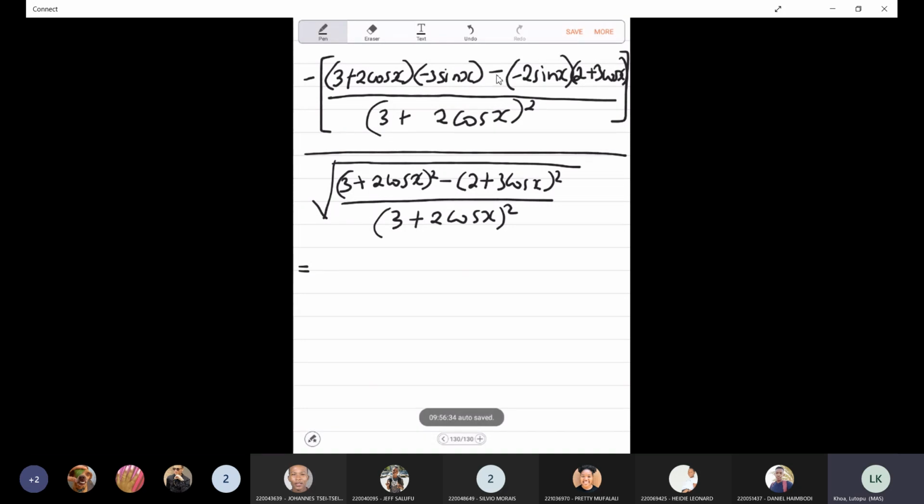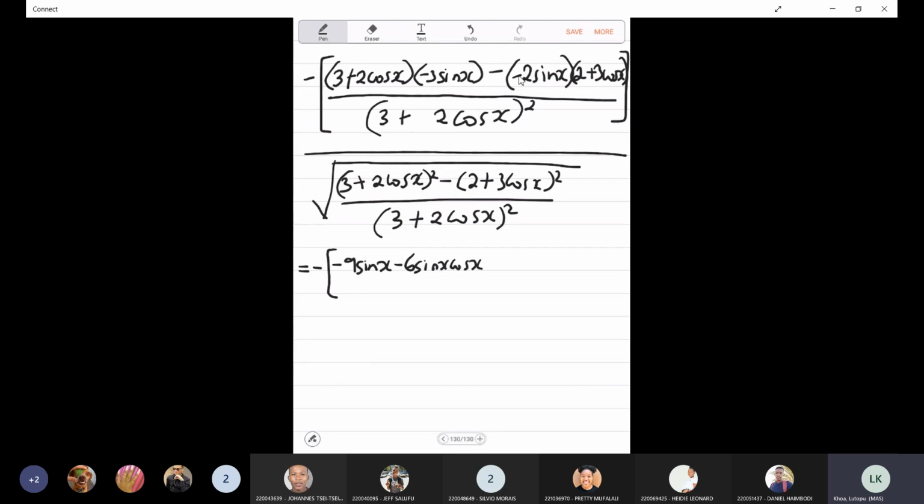Okay, so here you can see I have negative and negative. That will obviously become a plus, and then these ones we can just multiply. So I still have my negative outside. Then I have 3 times negative 3 sine x, which is negative 9 sine x. And I have 2 cos x times negative 3 sine x, which is negative 6 sine x cos x.